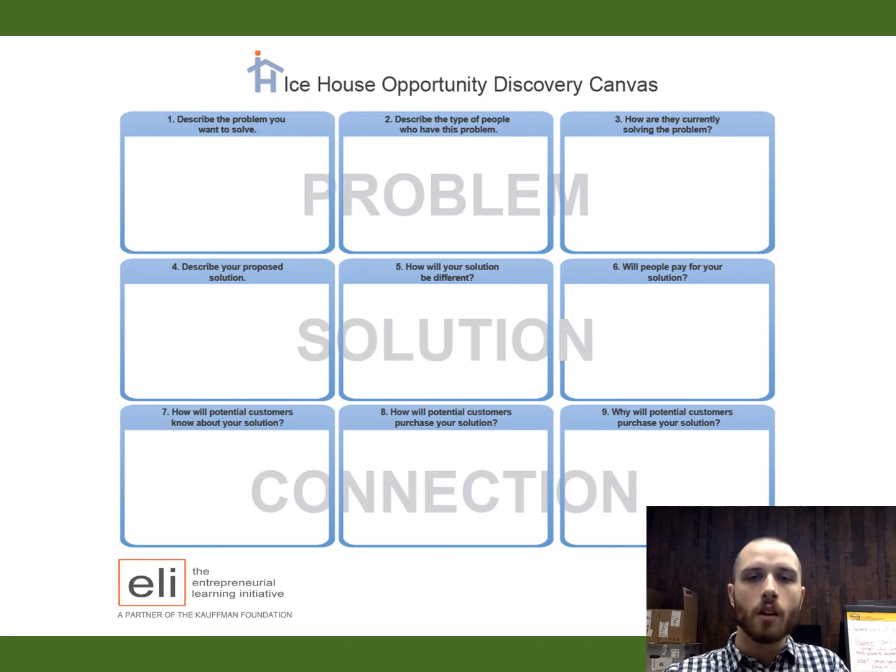Section 1. What is the problem or customer need? Section 2. What is the solution you offer? Section 3. How will you connect with customers or buyers who have the need? Throughout the rest of this module, we'll ask you to consider each section of the Canvas.